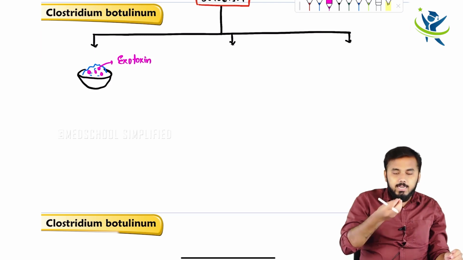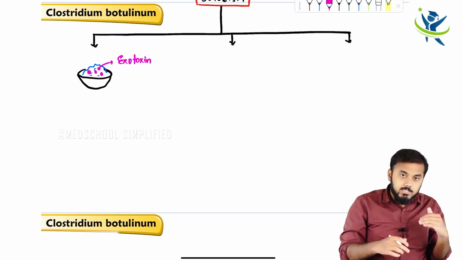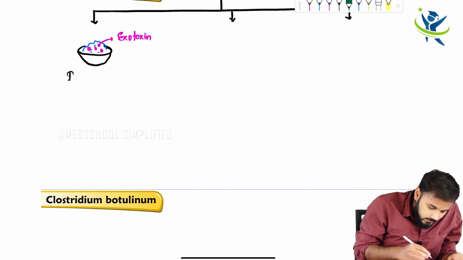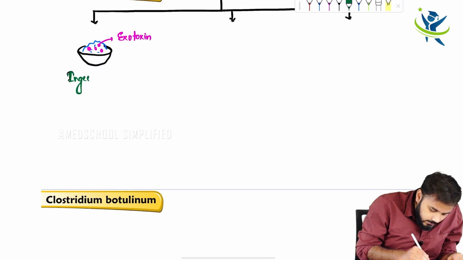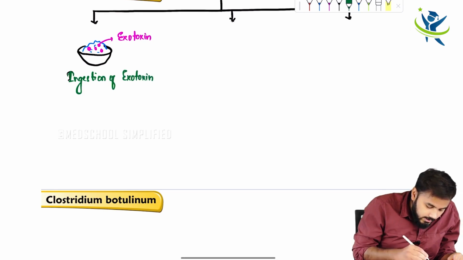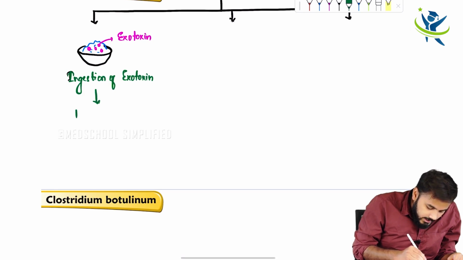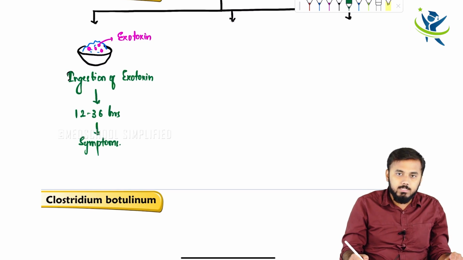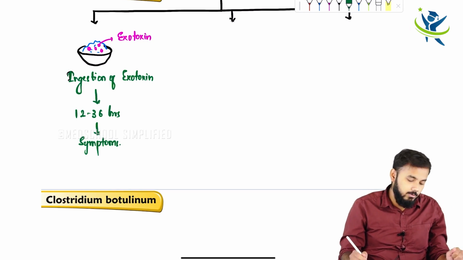Now, I can't see it with my naked eye. So what will I do is I slightly ingest this food. So when I ingest this food, what is happening? I am ingesting exotoxin. So when I ingest exotoxin, within 12 to 36 hours, the symptoms appear. What are the symptoms? I'll tell you now.